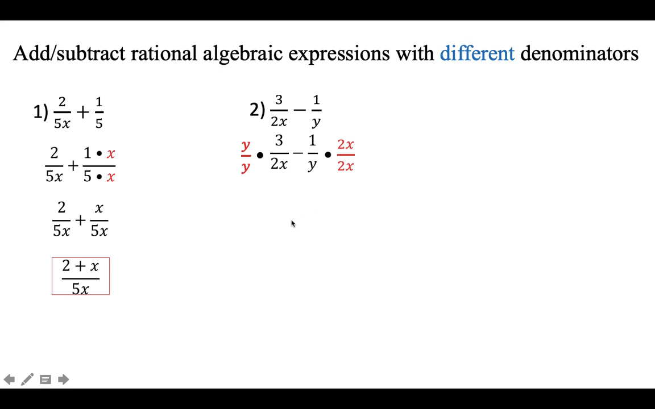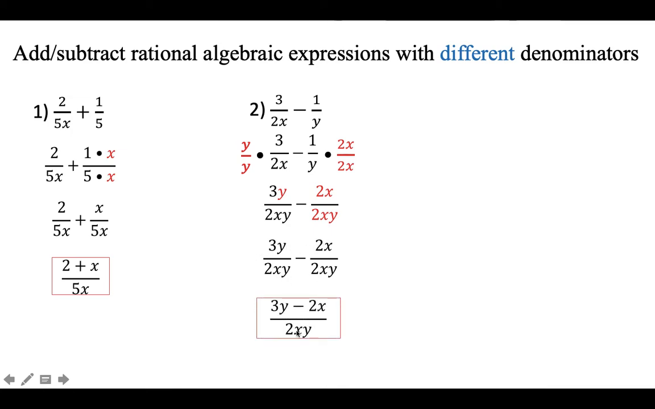Then if we're going to simplify this, it becomes like this. 3 times y is 3y, y times 2x is 2xy. On the other side, 1 times 2x is 2x, y times 2x is 2xy. Look at the denominators. They are now the same. So we can apply like what we did here. We can copy the denominators and we can combine the numerators. Okay, I just changed the color. So 2xy, then 3y minus 2x. Since there's nothing to be simplified, this will be our final answer.